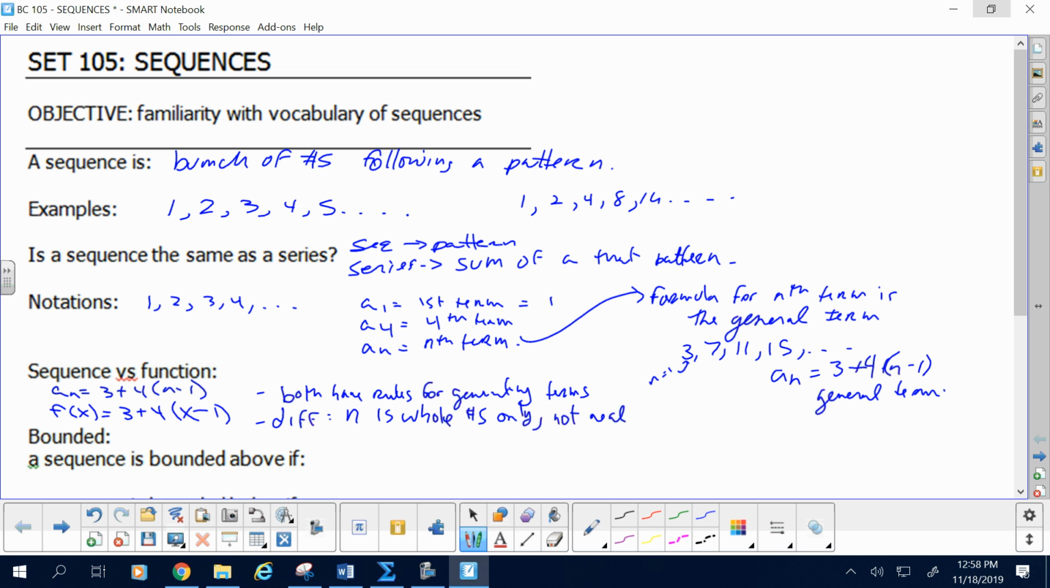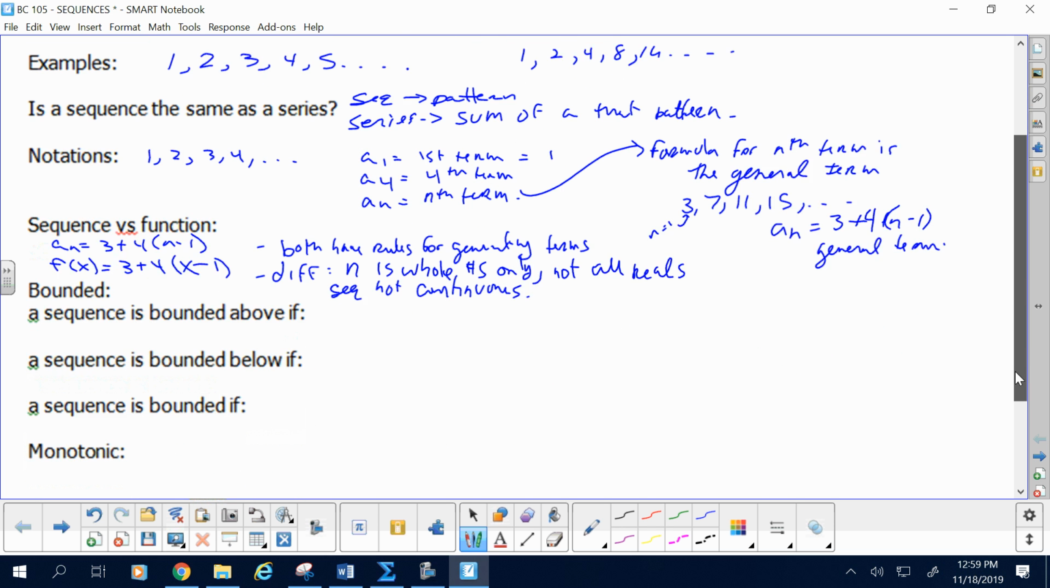Actually, not. The domain isn't all real numbers. I shouldn't say not real. It is real, not all reals. You could say there's no such thing as the 3.2th term. There's the third term and the fourth term, and nothing in between. So it's not continuous. Sequences are not continuous. They are what's called discrete. All right?